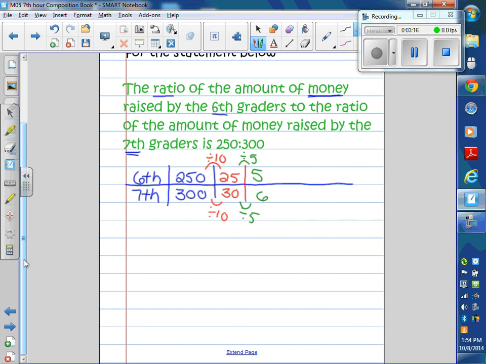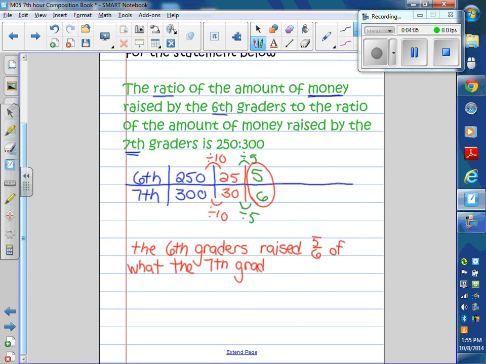So one comparison statement I can make right away is, if I get a reduced fraction like this, I can think of this as a fraction, but I also use it in ratios. So I'm going to do fractions first. The 6th graders, do they raise more or less than the 7th graders? Right, so they raised 5/6 of what the 7th graders raised. The 6th graders raised 5/6 of what the 7th graders raised. And I should have a capital T here. So that's one comparison statement.